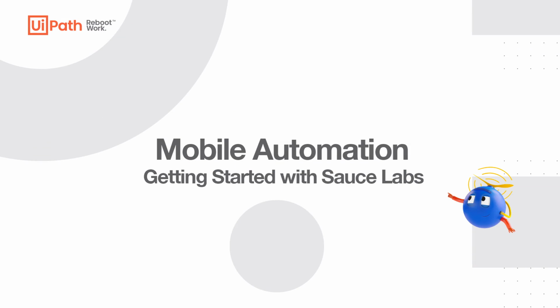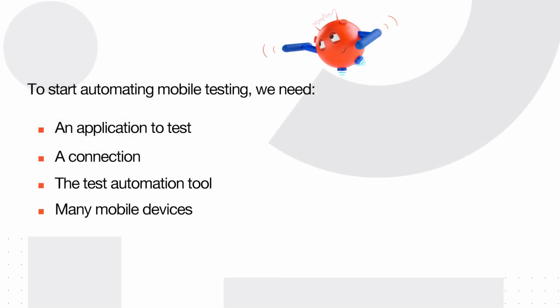After the general introduction in the previous demo, we're ready to start automating testing on mobile devices. To make this work, we need a couple of things: an application to test, a connection, the test automation tool. But it all starts with the mobile devices.